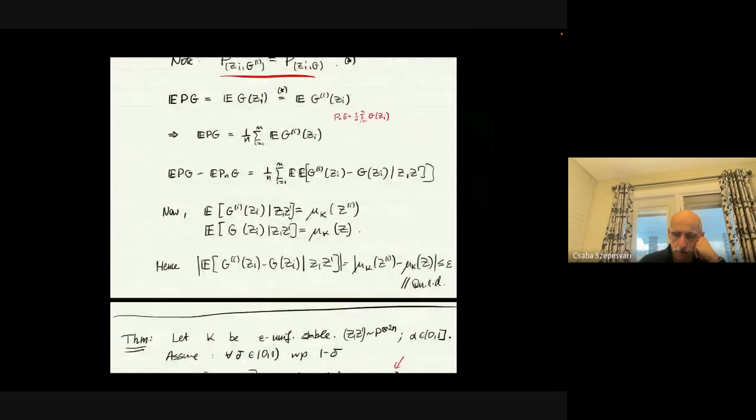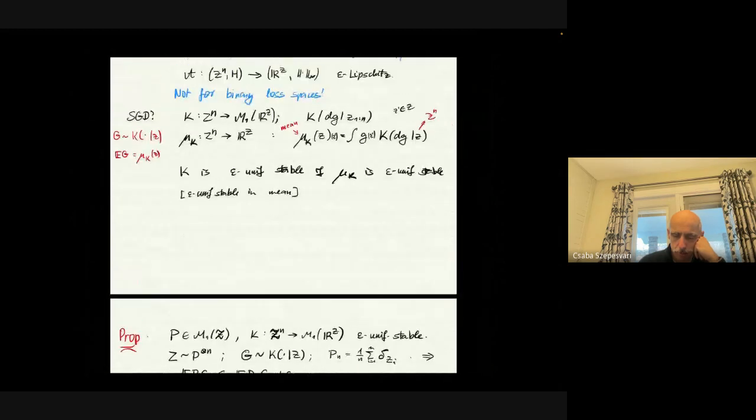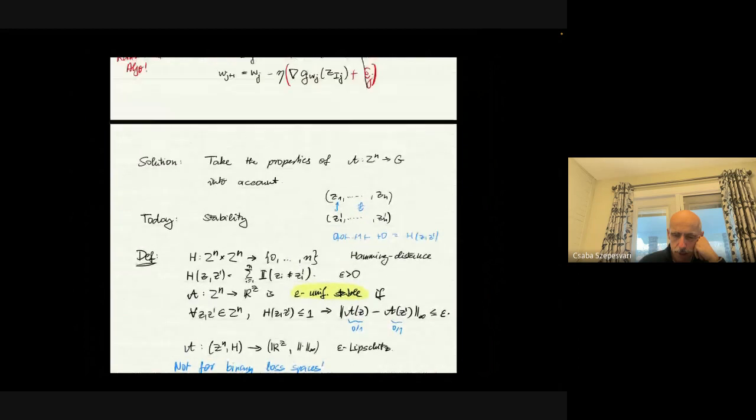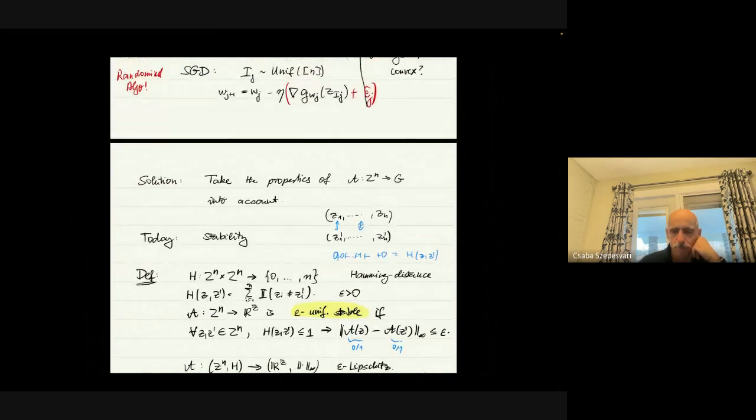So the next time we should talk about SGD and why it is stable, how it is stable, and what we get from all of this for the SGD analysis. Is there some lesson?